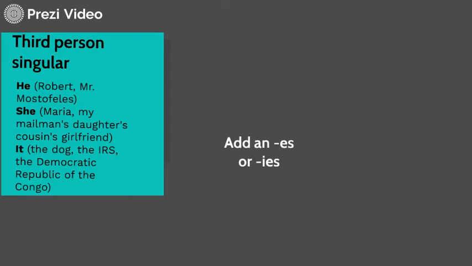A third person singular subject, or really any subject, can be multiple words. So don't get confused if there's more than one word. That could still just be one subject. For example, my mailman's daughter's cousin's girlfriend. Still talking about one person. So if she, meaning my mailman's daughter's cousin's girlfriend, is the one doing the action, it's a third person singular subject. It could be the dog, could be the IRS, or it could be a whole country, like the Democratic Republic of the Congo.